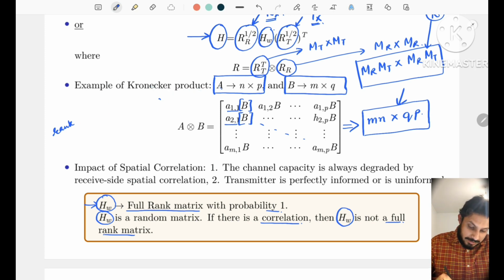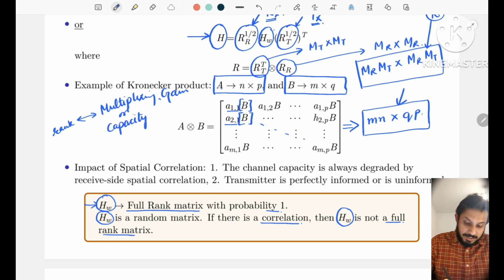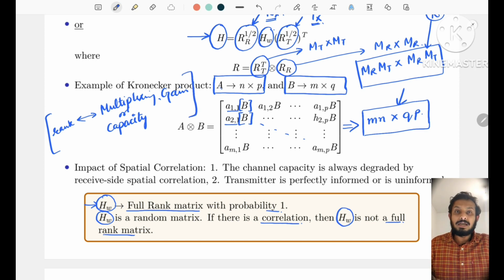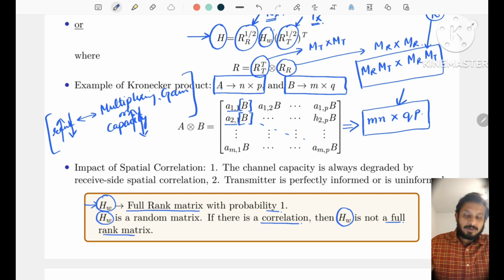And this rank is directly related to the multiplexing gain or capacity. We will see later how they are related to multiplexing gain and capacity, but for now let us assume that the higher the rank, the higher the capacity, and as the rank decreases, the capacity will decrease. Why this happens we will see later, but for now let us remember this.